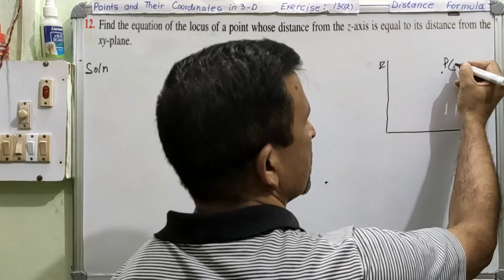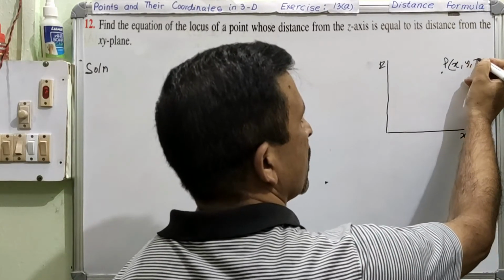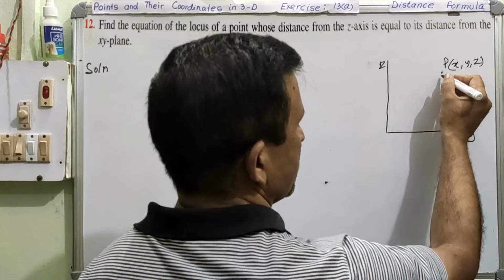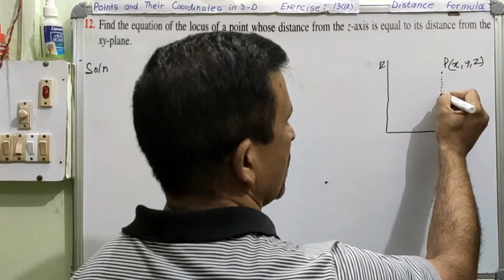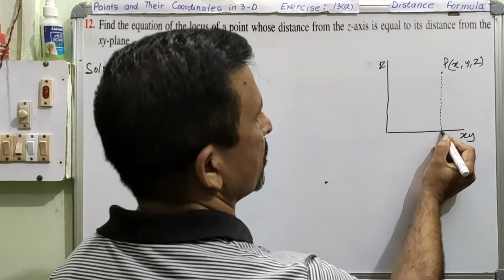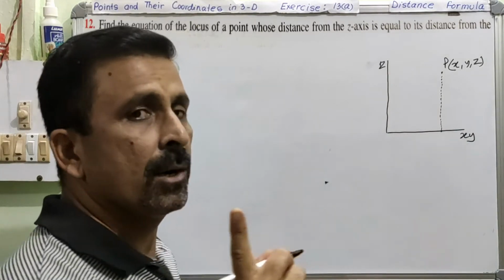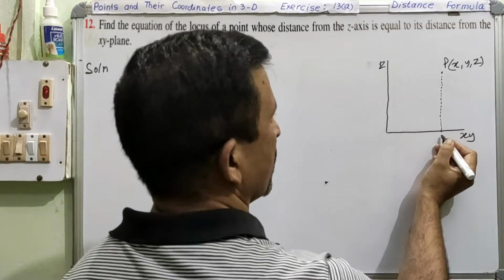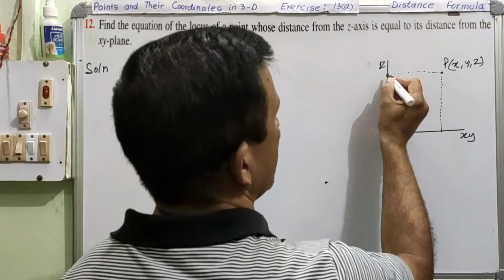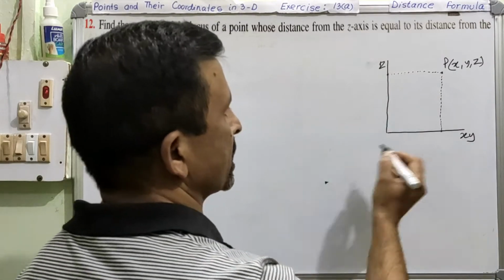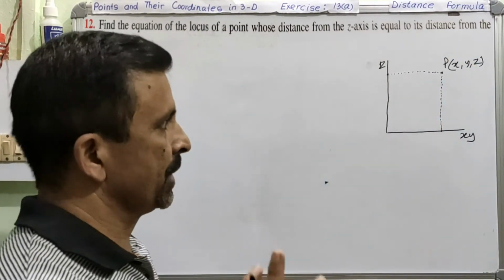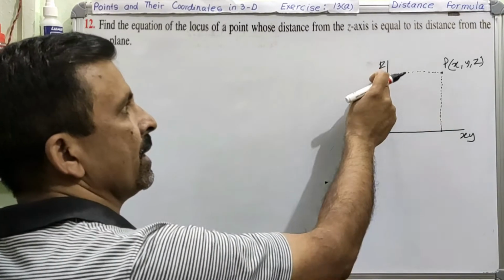So we can assume the coordinate of this point as x, y, and z. Is it okay? Now what we can do is we can drop a perpendicular onto xy plane, so that we are able to get the point and write down its coordinate, because we have to write down the locus. Likewise we will drop the perpendicular on z-axis also and get the coordinate of that point. Once we have the coordinates of these two points, writing the equation will become easy.